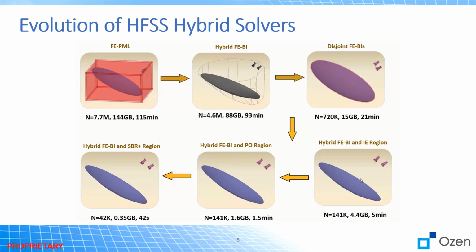Continuing with the hybrid approach, shown in the lower right, we can replace the reflector antenna's finite element region with an IE region, which only needs to mesh the surface. This solution only takes a small fraction of the original resources in runtime. And finally, since the reflector antenna is an electrically large metal structure, we can use a physical optics or SBR Plus region to represent that part of the model.